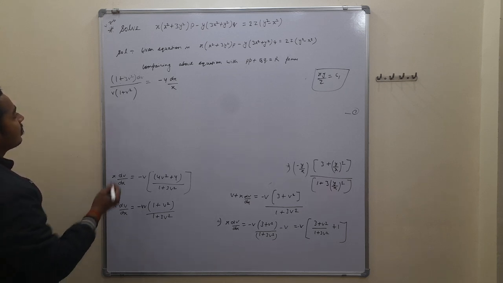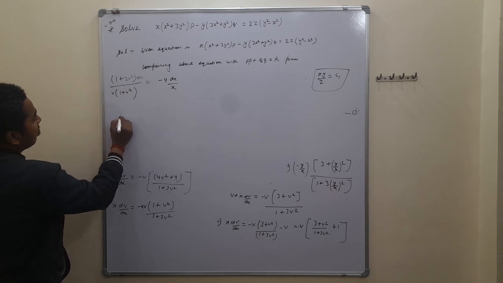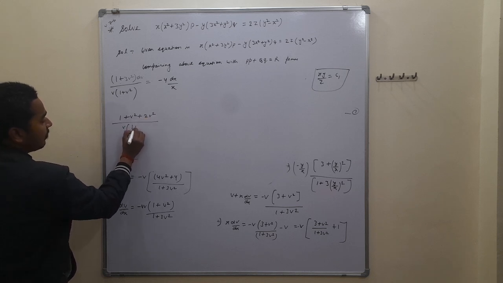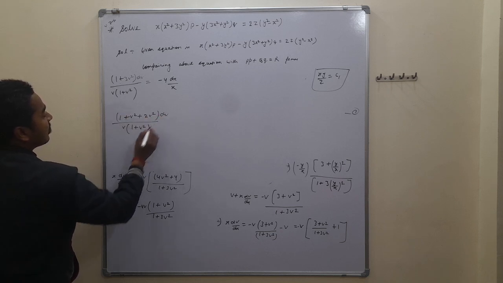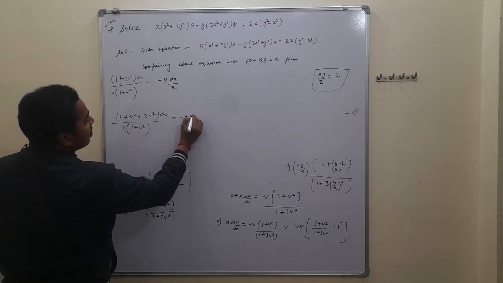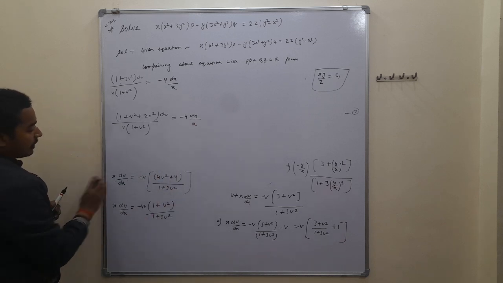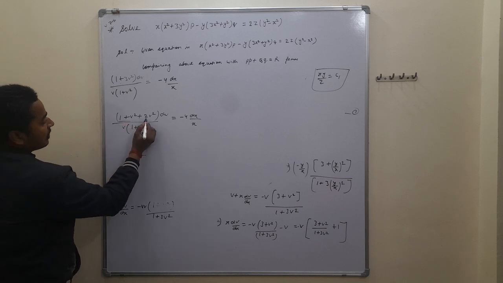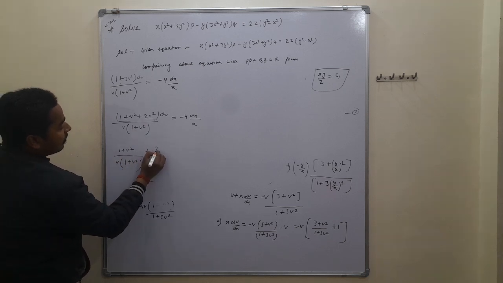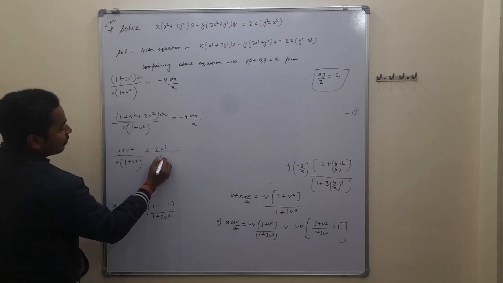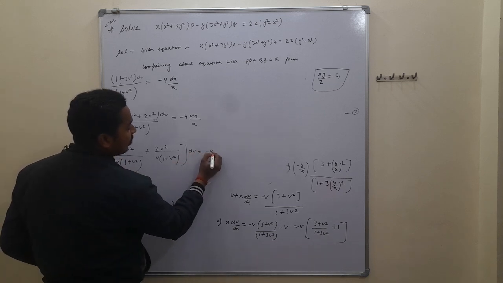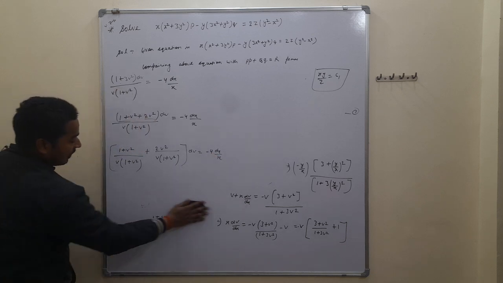We can also write 1 plus 3v square in the form of 1 plus v square plus 2v square upon v into 1 plus v square. Here we can write 1 plus 3v square in the form of 1 plus v square plus 2v square, and this is equal to minus 4 dx upon x. Further we take 1 plus v square upon v into 1 plus v square, plus 2v square upon v into 1 plus v square, and here whole dv is equal to minus 4 dx upon x, and further we have to solve.